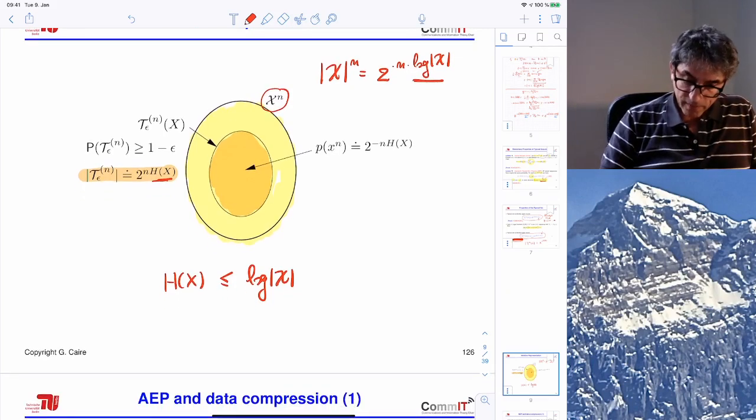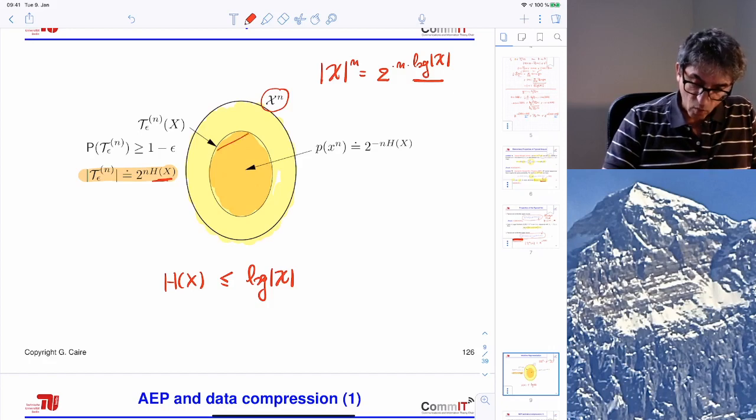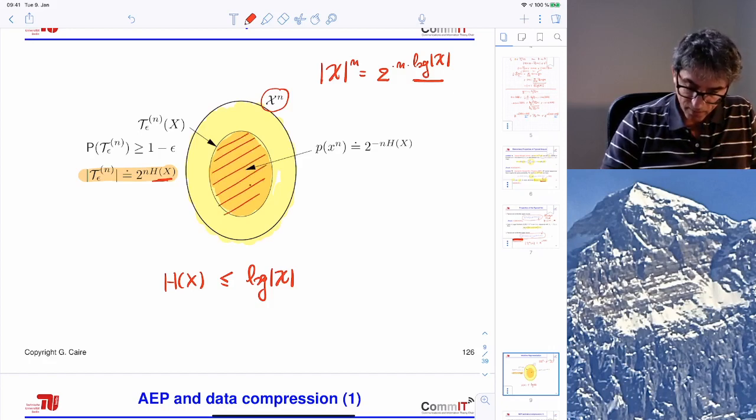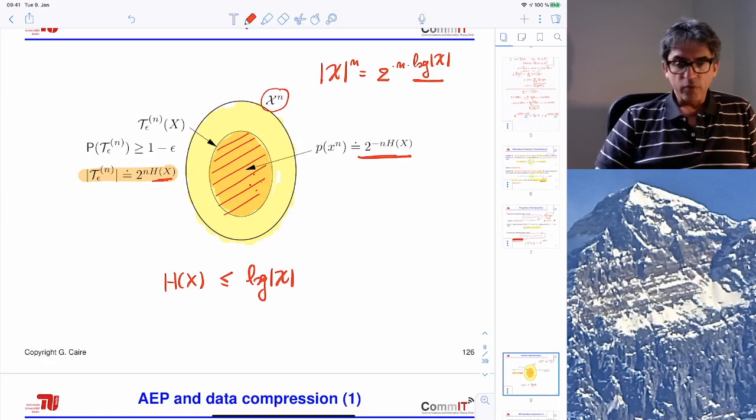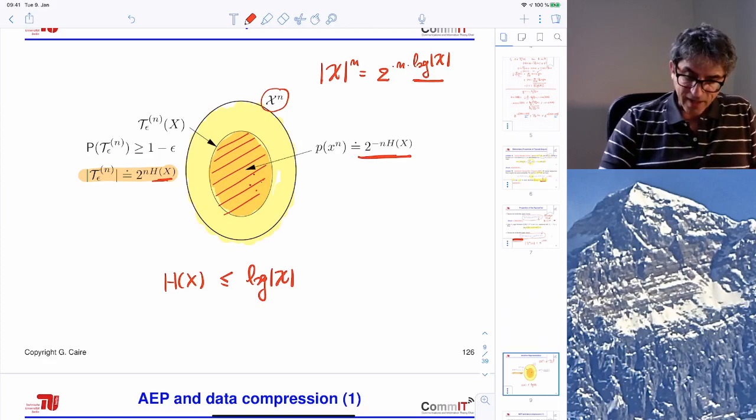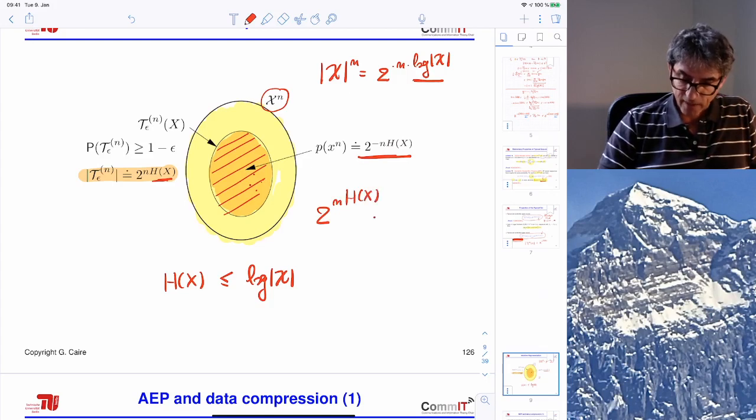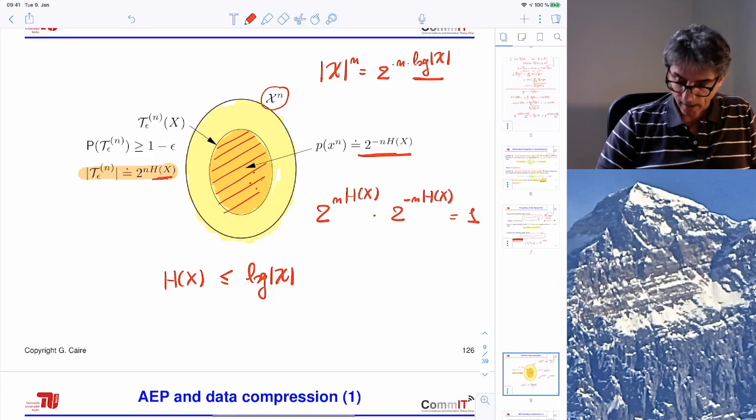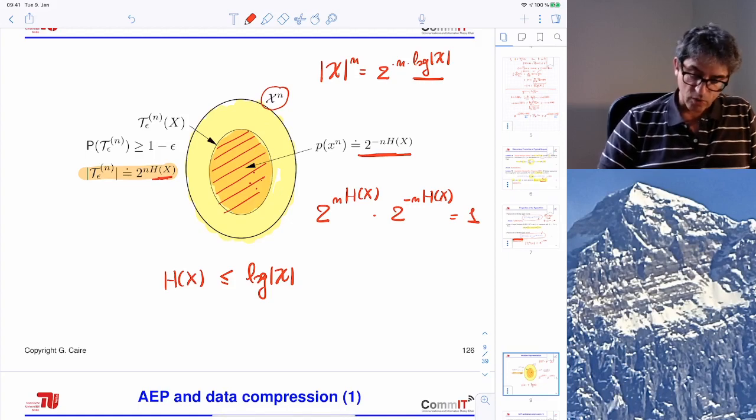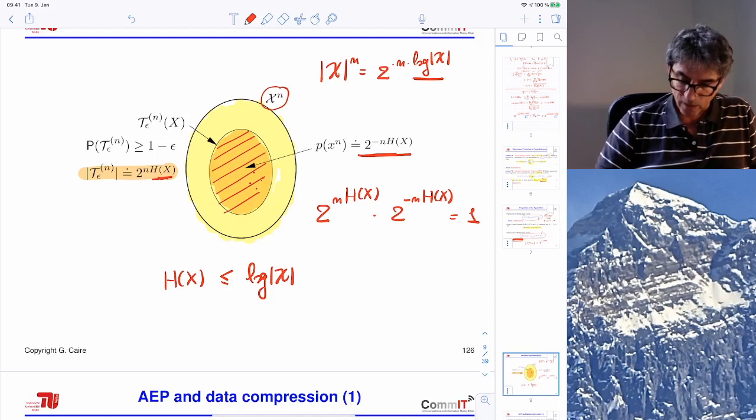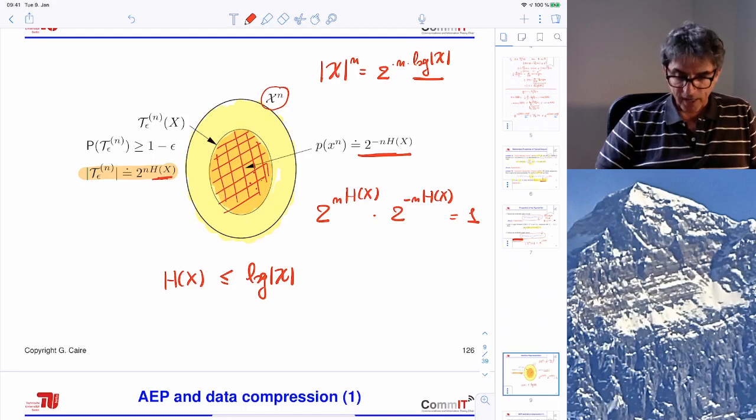In addition, the probability mass distributes quite uniformly here, in the sense that for any specific typical sequence, its probability is 2 to the minus n times the entropy, right? But now if I sum over all the typical sequences, I have roughly 2 to the n entropy sequences. Each one of them has probability 2 to the minus n times the entropy. I find 1, okay? Well, this is not exact because we have these epsilons and deltas to take into account, but this means that this set concentrates almost all the probability mass for large n.